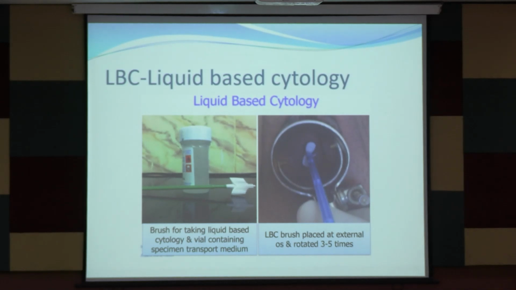We again use a brush like this. After taking the sample, we rotate it some 3 to 4 times. We break off this tip and we put it within this. What this helps is that inadequate reports are fewer as compared to conventional cytology. And this liquid we can actually centrifuge. From the sedimented part, the slides are prepared. From the supernatant liquid, we can test it for HPV.